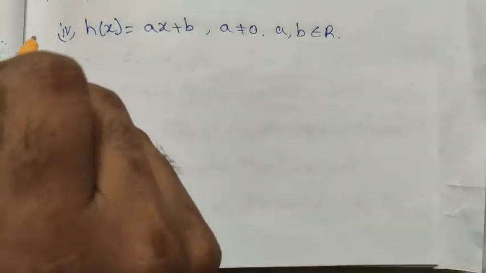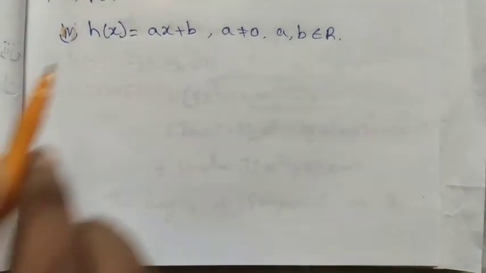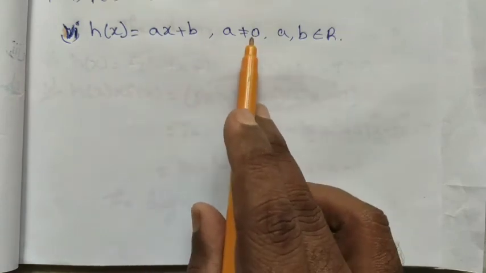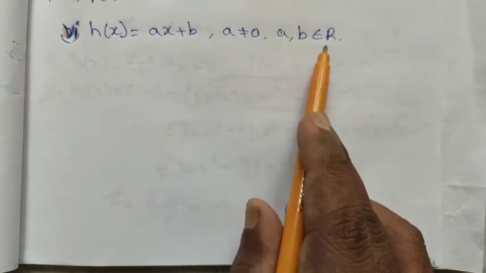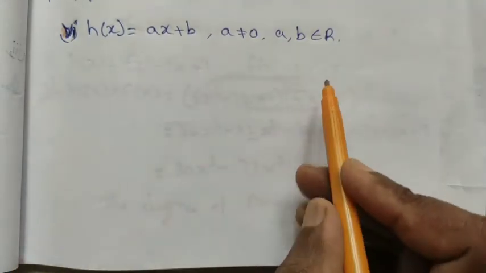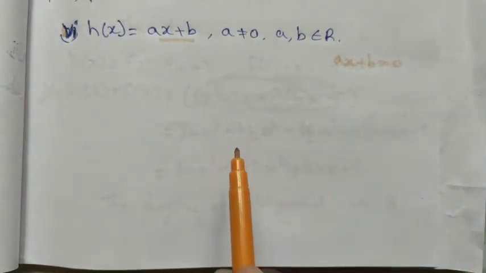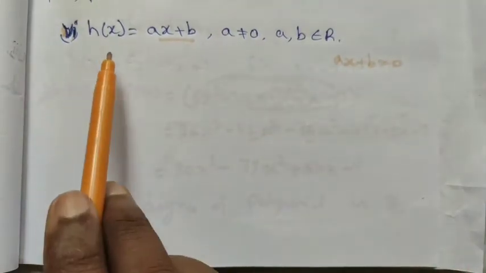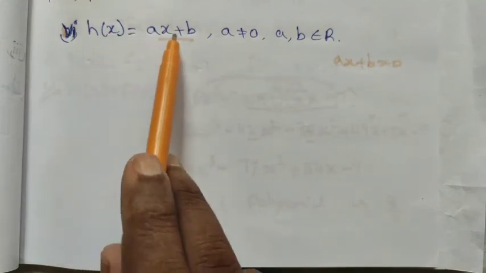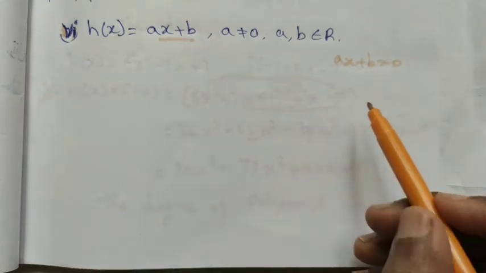Next we see the Roman number 6, I think. Roman number 6, h of x. See, h of x is given as ax plus b, and a is not equal to 0 where a, b belong to real numbers. So here x is the variable. So we want to find out, take this term ax plus b equal to 0. Here we want to find out which value of x we put in the place of x so the polynomial becomes 0. It is a very easy idea to find the zero of the polynomial.